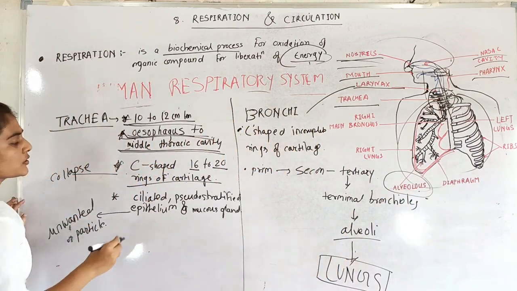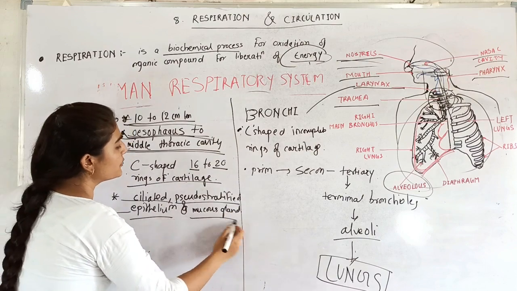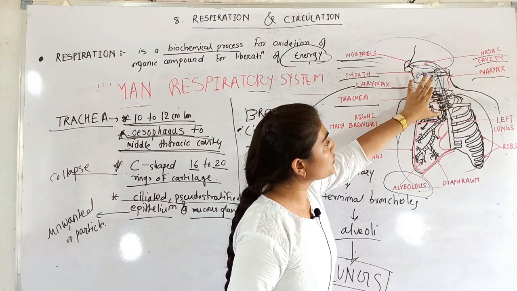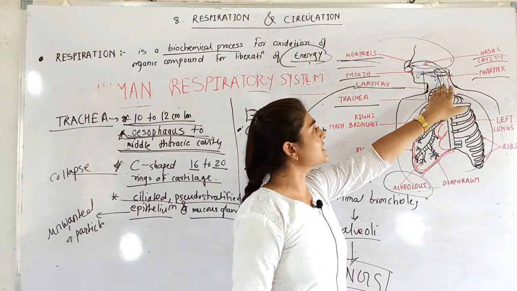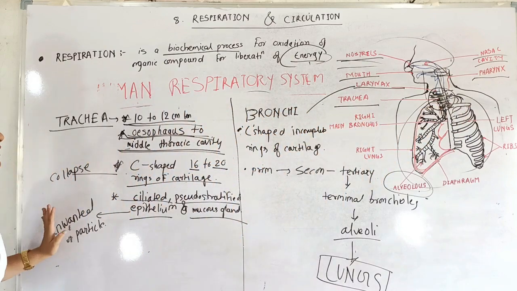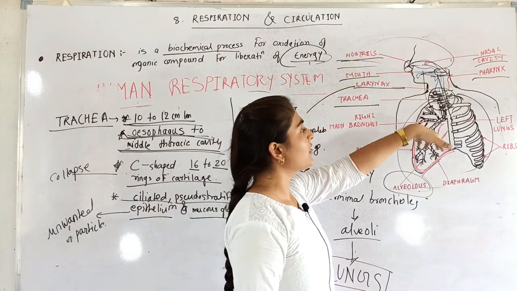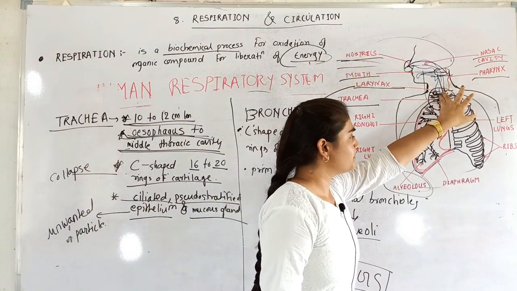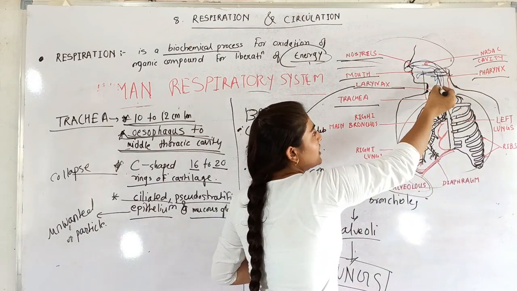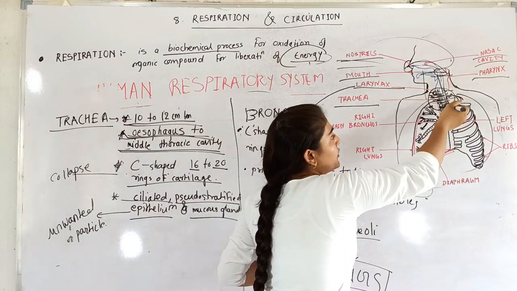And there is also ciliated, pseudostratified epithelium and mucus gland. The ciliated, pseudostratified epithelium and mucus gland are present in the trachea, which prevents the entry of unwanted particles which come with the air. This pseudostratified ciliated epithelium prevents the unwanted particles, so we can say that it filters the air while entering the lungs.